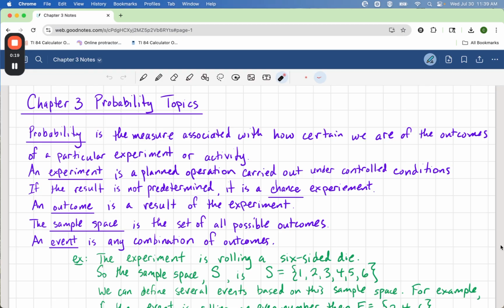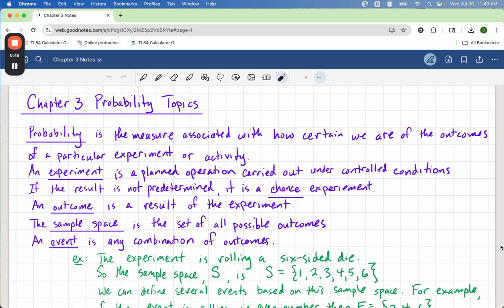First of all, probability is the measure associated with how certain we are of the outcomes of a particular experiment or activity. An experiment is a planned operation carried out under controlled conditions. If the result is not predetermined, it is a chance experiment. An outcome is a result of the experiment. The sample space is the set of all possible outcomes, and an event is any combination of outcomes.